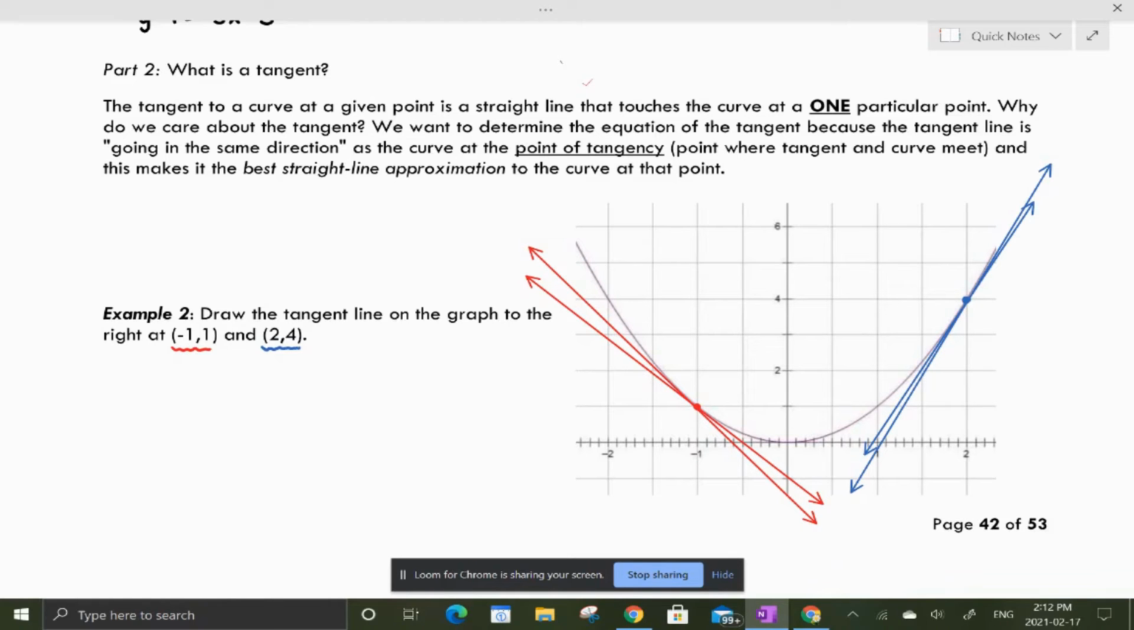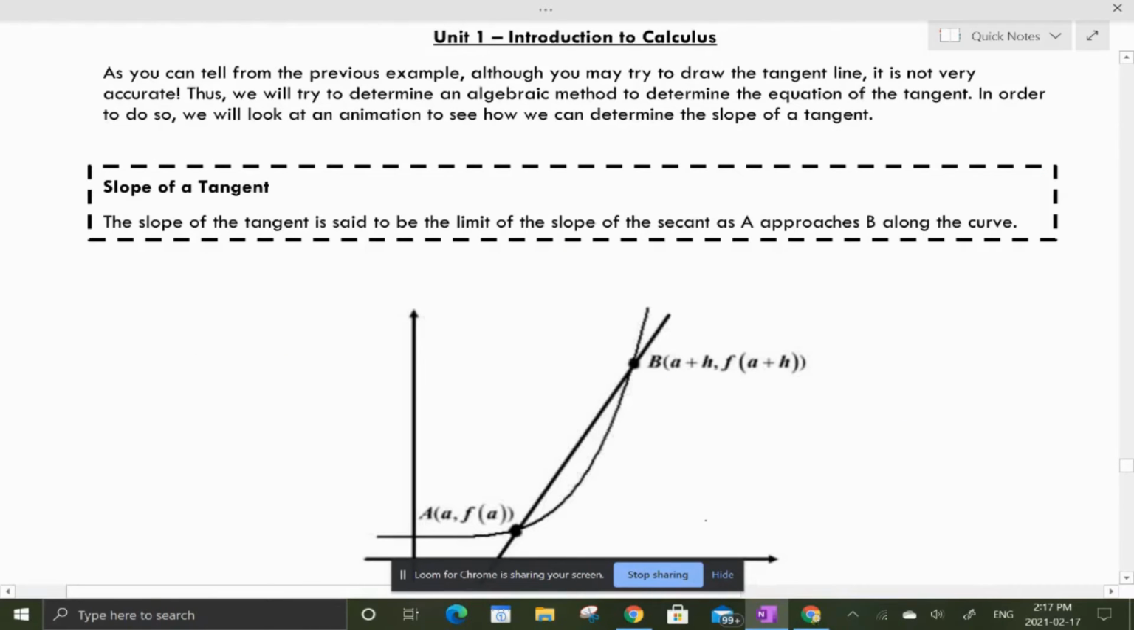So then we think about, okay, if doing it by hand and trying to graph a tangent line by hand is no good, how are we going to figure out tangent lines? How are we going to do it? And that's what we're going to look at now. As you can tell from the previous example, although you may try to draw the tangent line on your own by hand, it's not very accurate, right? I was coming up with all these different tangent lines that I could draw. So we're going to try to figure out an algebraic way to help us determine the slope of a tangent and then eventually the equation of the tangent line.